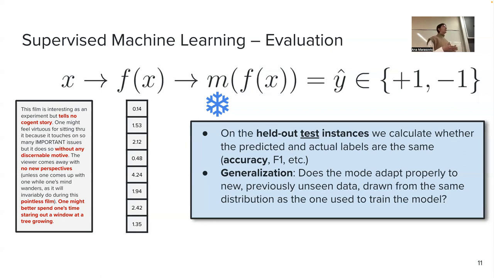And the reason why it's important to have this set held out is because of the important concept called generalization. Again, it's highlighted because it's very important. It's a technical term you should know. When we say whether a model generalizes, what we actually ask ourselves is: does the model adapt properly to new instances we have not seen during training, but which are drawn from the same distribution as our training instances?